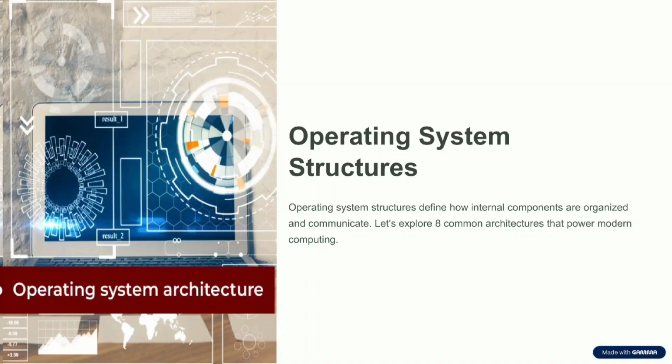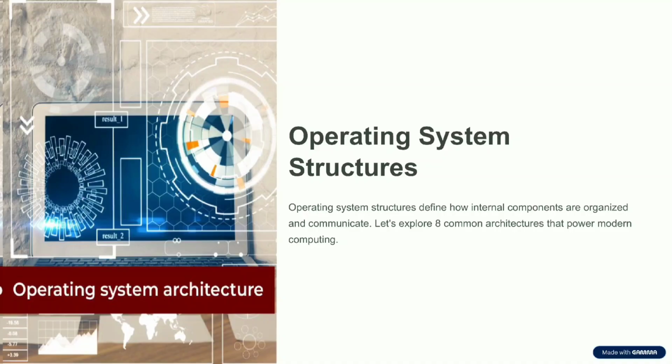Today I'm going to talk about operating system structures. Now, first we have to explain what the operating system is. An operating system is an interface between user and computer hardware. It helps the computer and user work together. For example, Windows, Linux and Android.